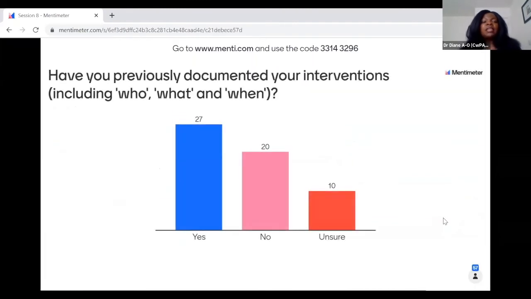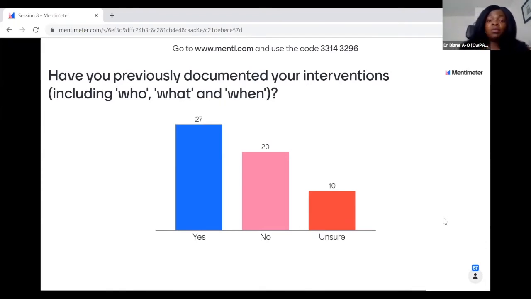So this question here is, have you previously documented your intervention? And I think that this is really important. I can see that some people have said they're unsure. What we mean by this is that when you're developing your interventions, it's really important that you write it down somewhere, either in your report or your presentation or your reports to hospital management, and that you clearly highlight what those interventions are. Who is it targeted at? What are you targeting or focusing on? And when do you want the interventions to take place?